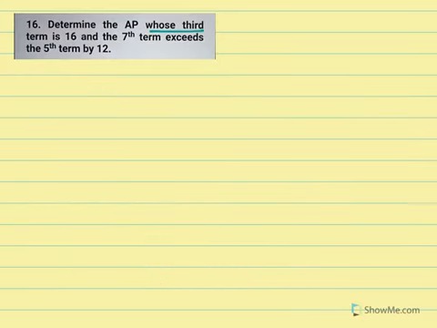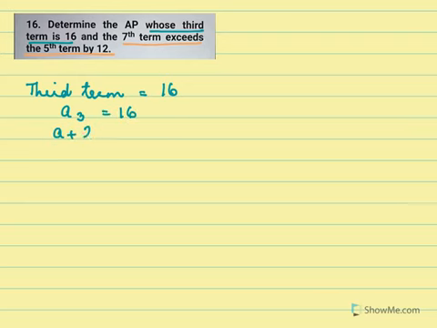Determine the AP whose third term is 16 and 7th term exceeds the 5th term by 12. First condition, they said third term is 16. That means A3 equal to 16, A plus 2D equal to 16. So this will be my equation 1.